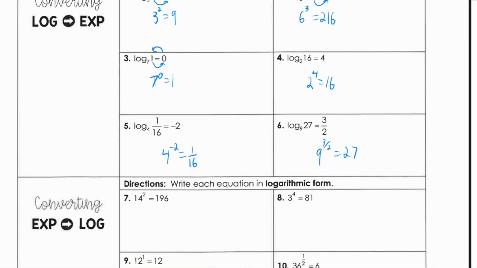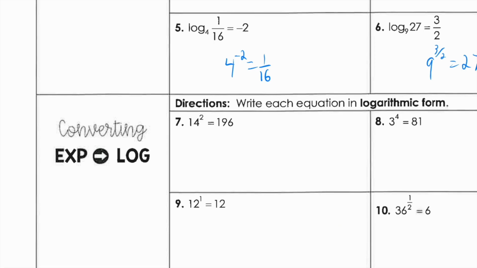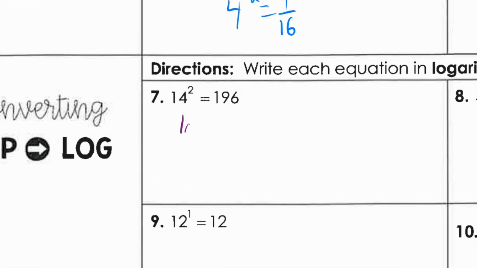Now we're going to go back the other direction. So we're going to convert from exponential form to logarithmic form. So we'll have log base 14. Whatever's being raised to a power is your base. We called it a base before. It's your base now as well. We're just saying base a little more forwardly. Then the 196 comes over, and so it's log base 14 of 196 equals 2.